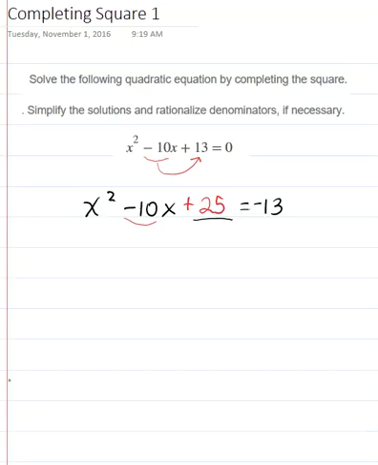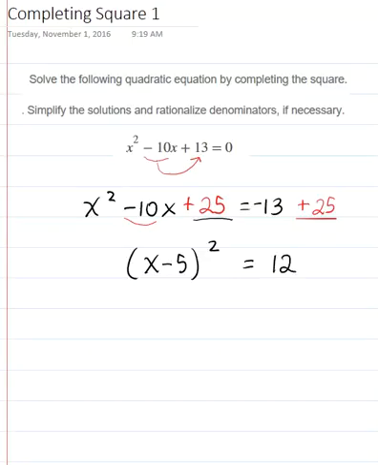Now you all know that when you have an equation, you can't simply add 25 to one side without doing it to the other side. Otherwise, you've changed the solution. So I also have to add that 25 to the other side. Now what I've got on the left-hand side is a perfect square trinomial. It will factor into x minus 5, that's half the middle term, times x minus 5. But again, I'm going to write it as a perfect square. On the right-hand side, I've got negative 13 plus 25 is 12.